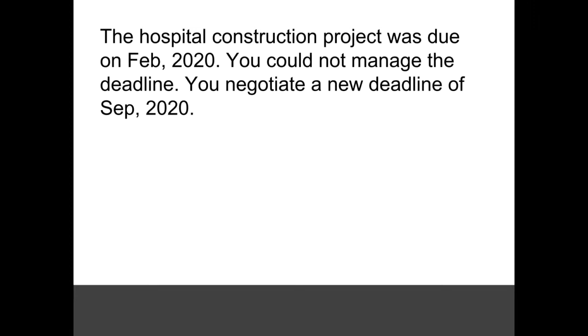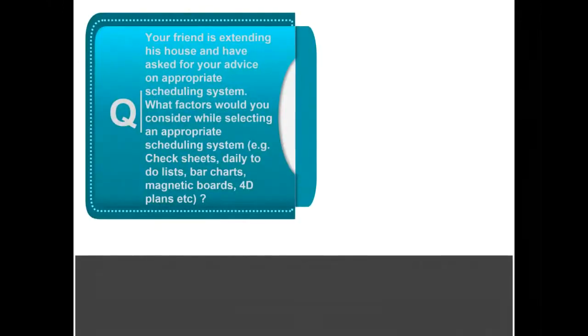The hospital construction project was due in February 2020. You could not manage the deadline. You negotiate a new deadline. So when your time goes out of proportion and then you face a delay, it has a knock-on effect both on your cost and quality.